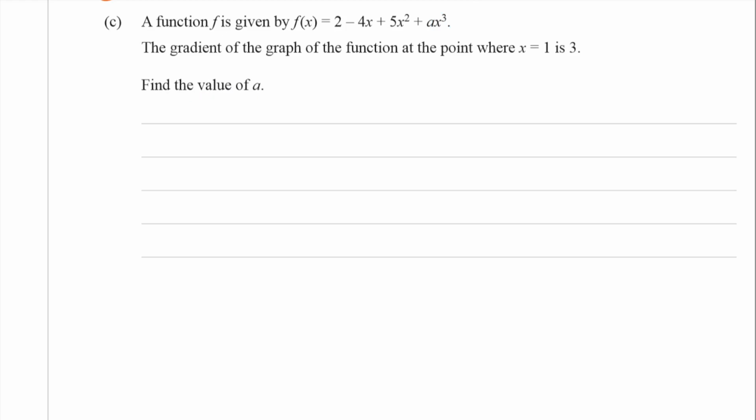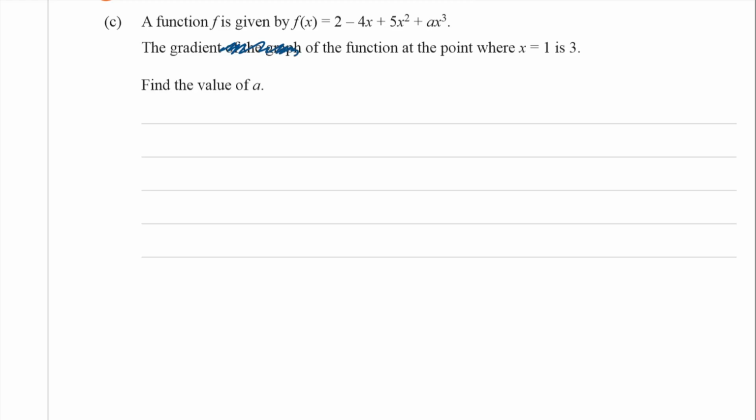The only other information we're given is this mouthful of a sentence. The gradient of the graph of the function at the point where x equals 1 is 3. So read that about 10 times to wrap your head around it, but we'll break it down together. So let's just get rid of that to make it a bit easier to read.